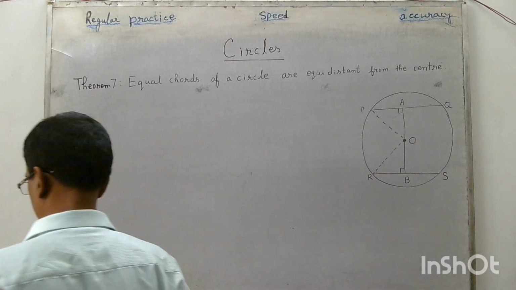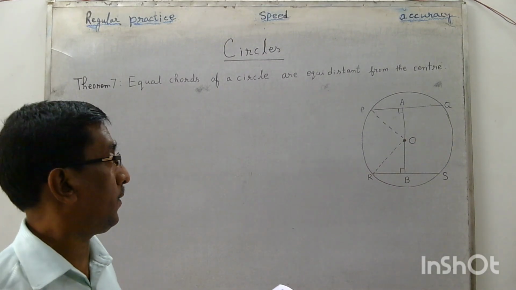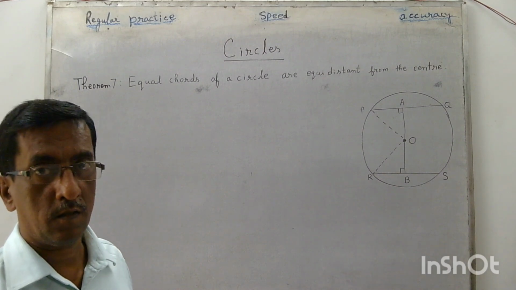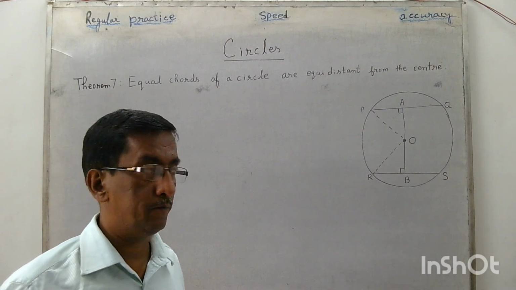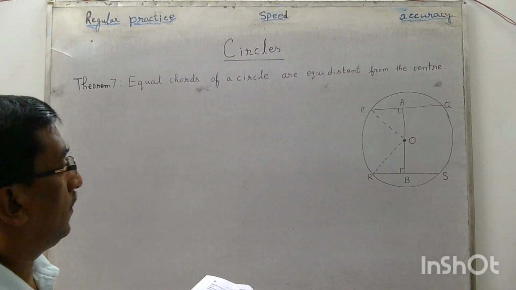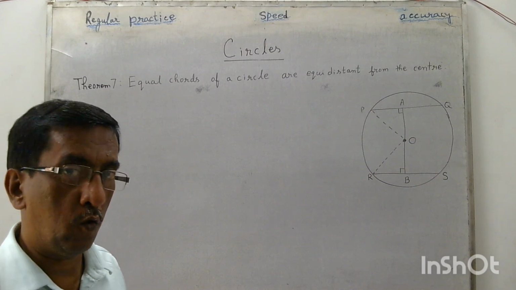Now, equal chords. This is the given condition. That means PQ is equal to RS. It is given. And we have to prove that OA and OB are equal.